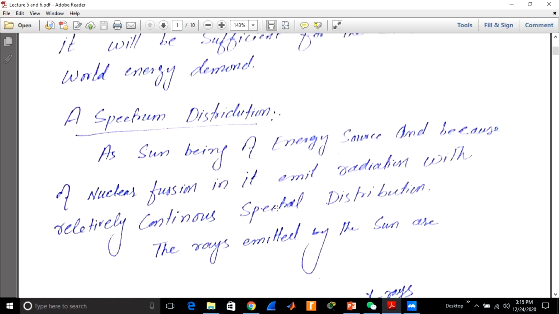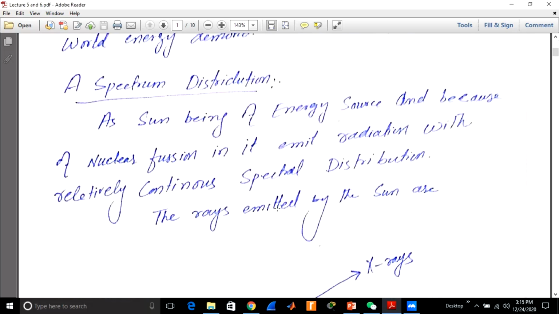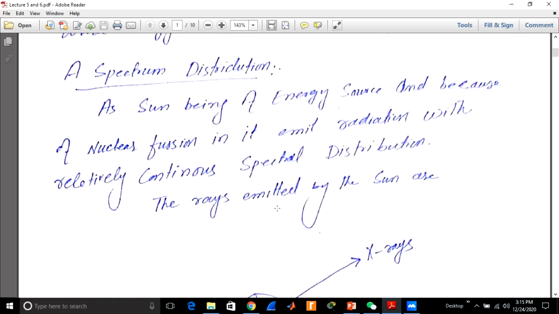So let's study the radiation that comes from the sun. What is its spectrum? What type of radiation does it contain? And how does the sun radiate this radiation? The sun is an energy source because of nuclear reactions in it. You should know that there are two types of reaction: one is nuclear fission and one is nuclear fusion. In nuclear fusion, this reaction is done in the sun.